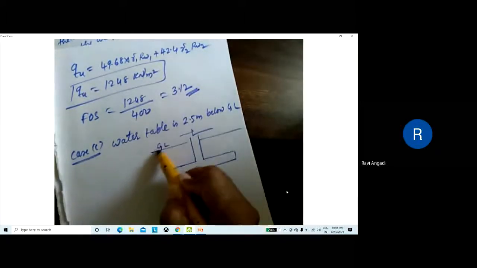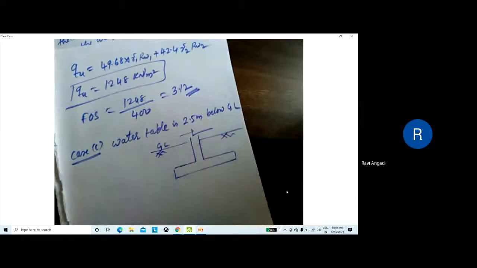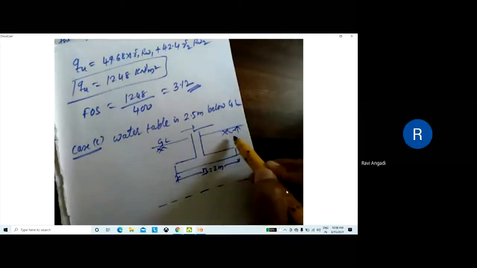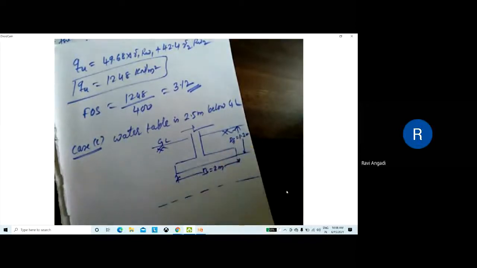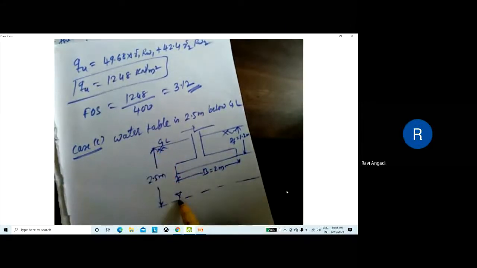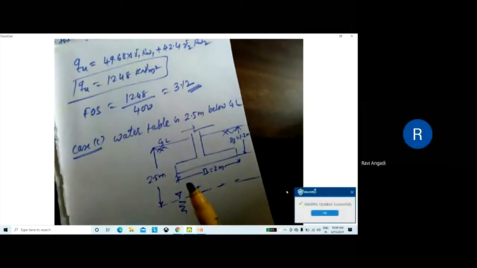This is the ground level. This is the width of footing, that is 2 meter. Then mark here, the depth of footing. This much is the depth of footing, 1.2 meter. It's given already. But the water table is 2.5 meter below ground level. This is the water table.